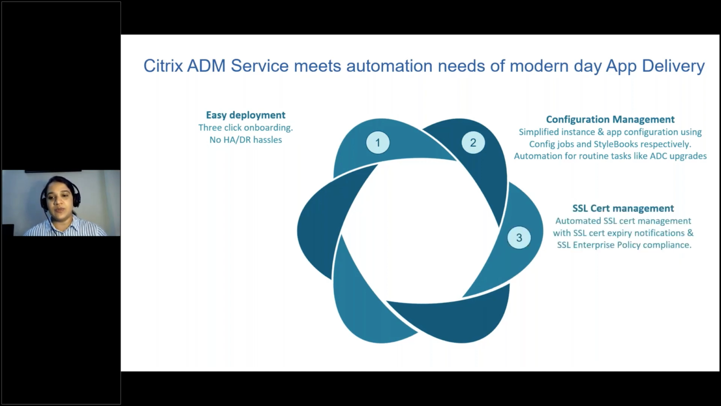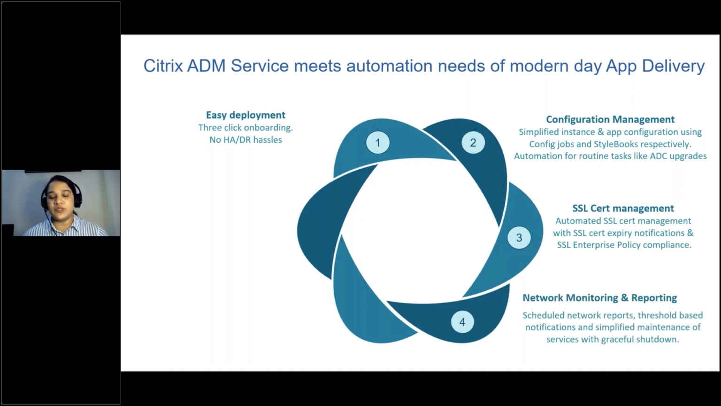ADM service also helps with SSL cert management. So you can automate the certificate management to get notifications, say 30 days or 60 days before your certificate expiry, so that you can start the update process in time. And it also gives you a way to define your enterprise's SSL policy and get a notification if your current SSL certificate parameters, like for example, the key strength or the issuers, do not comply with your enterprise's mandate.